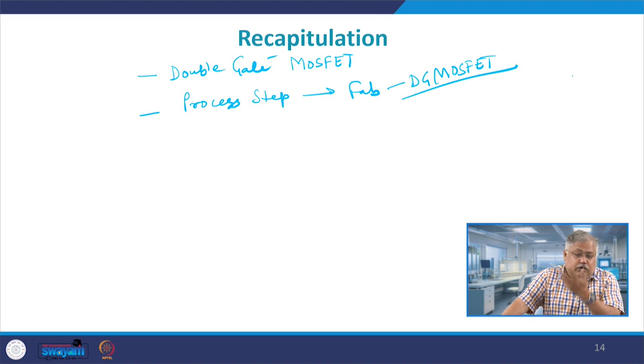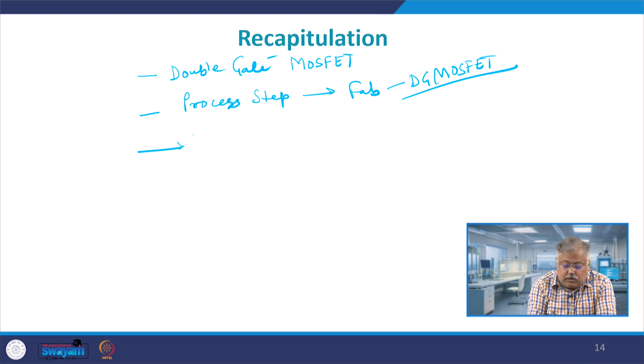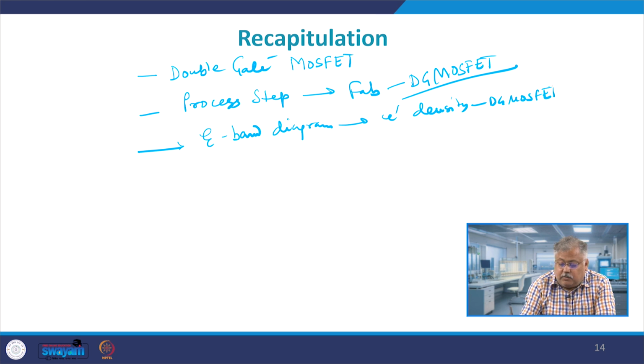More recently, you can look at many other papers to understand the discussion, and we then went on to the energy band diagram of the double gate MOSFET, right, and from there we looked into the energy density plot of a TCAD based double gate MOSFET. This gives me a brief idea about the advantage and application of the double gate MOSFET in designing digital circuits or even analog circuits.